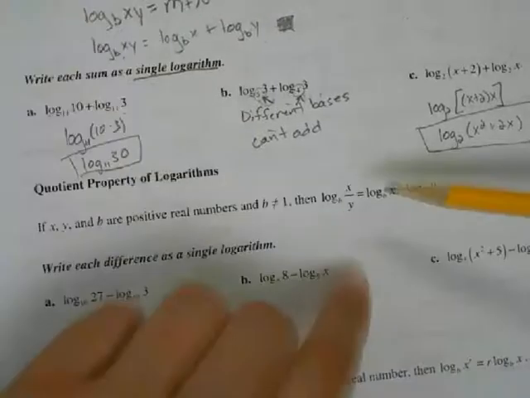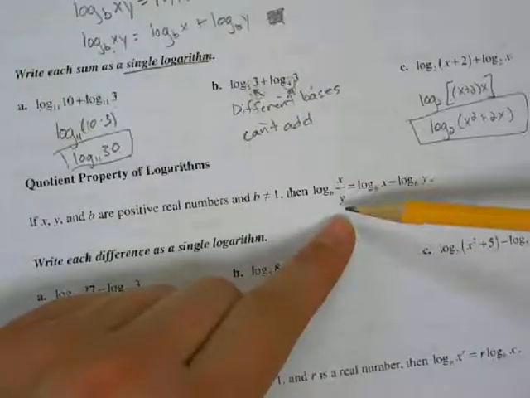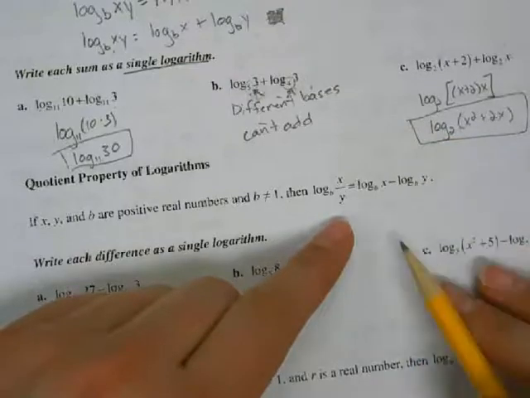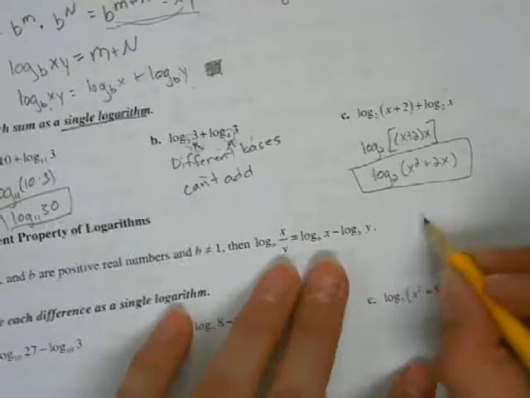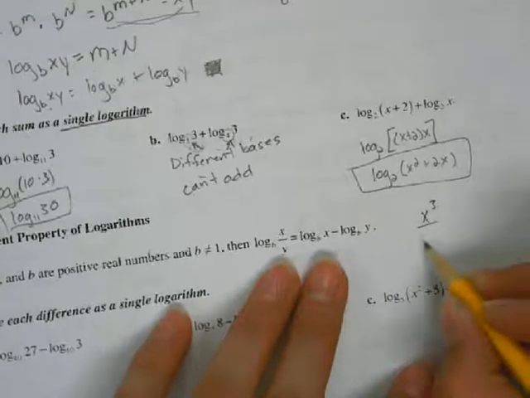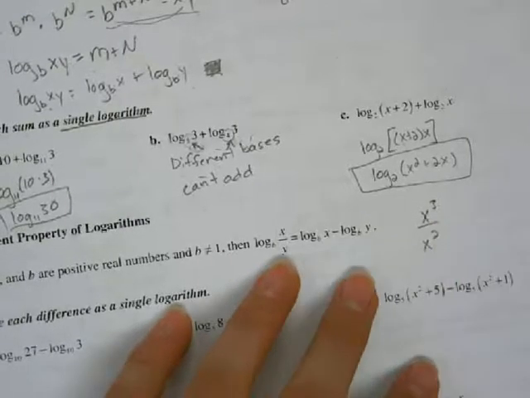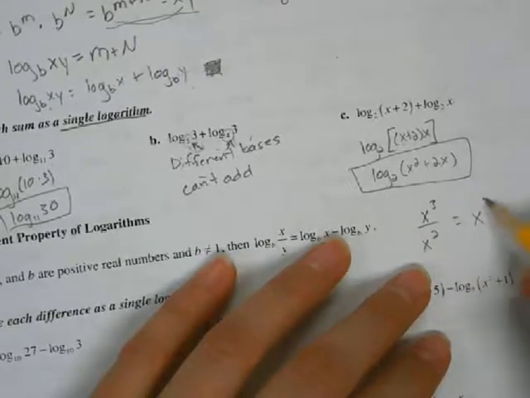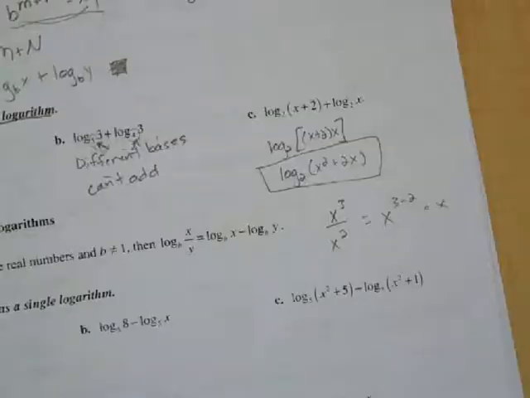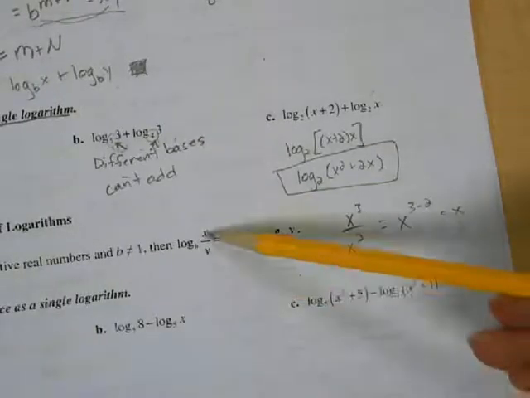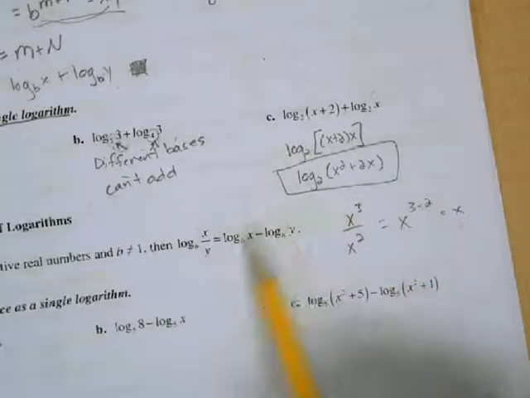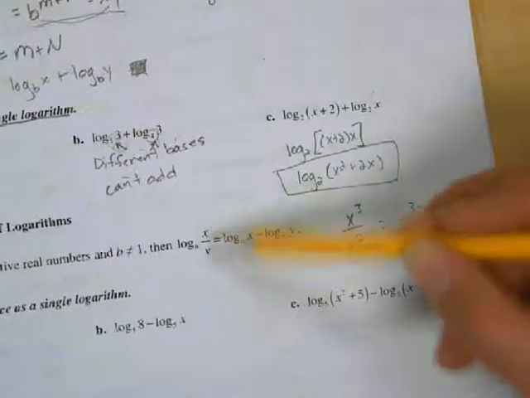Because if you think about your properties of exponents again, when I am dividing, I would subtract the exponents. If I divide the same bases, so if I had x to the third over x squared, I subtract exponents: 3 minus 2, which would just be x to the first power, or x. So that's where this is coming from. When I am dividing here, I am subtracting logarithms, or vice versa. If I'm subtracting logarithms, then I could divide the arguments.